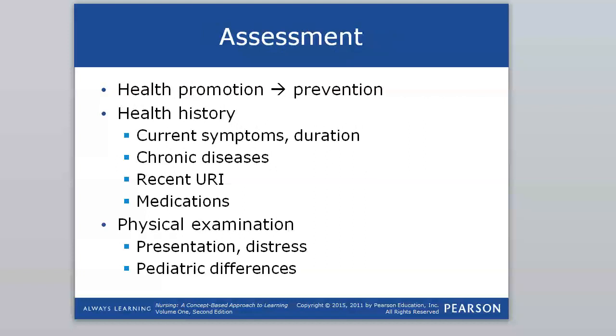Really looking at their health history, how do they present, what's their current symptoms, how long have they had these problems, what other comorbidities, other chronic diseases that the patient may have will affect their prognosis, recent upper respiratory infections, what medications are they on, looking at how much distress, how much shortness of breath, and what are the differences between adults versus pediatric patients.